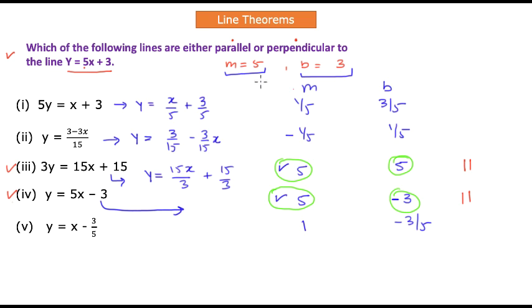Now let us look for the lines which have a slope equal to the negative inverse of 5. That means I'm looking for a slope of -1/5. This is what I need for lines to be perpendicular to this given line, and that is identified here. So line number 2, which has a slope of -1/5, will be perpendicular to our given line. Line number 1 is neither parallel nor perpendicular, and so is line number 5.